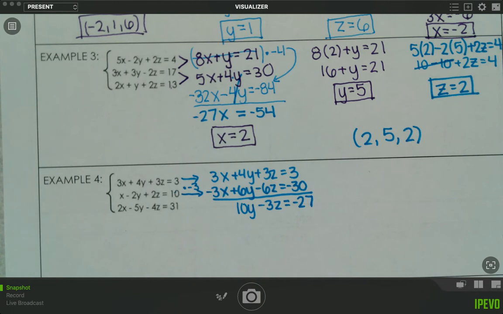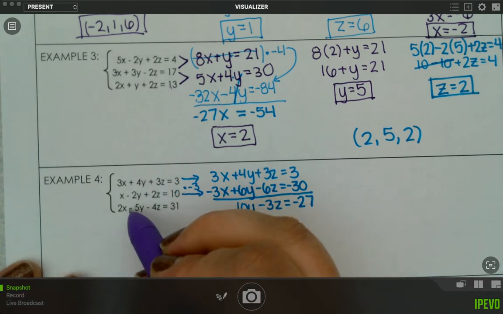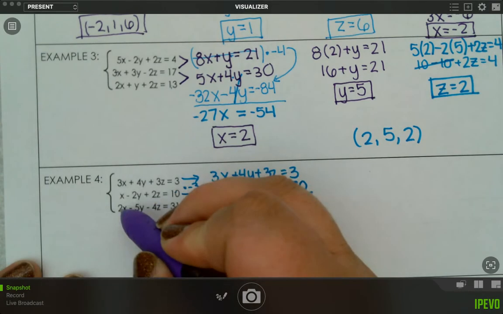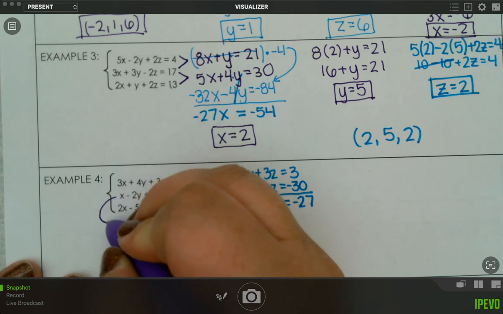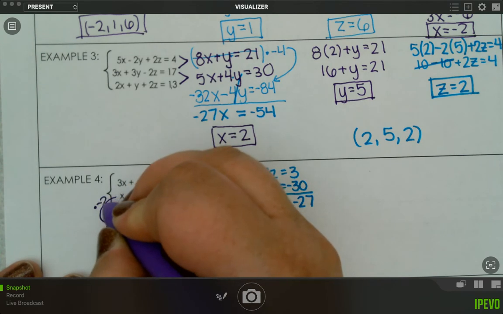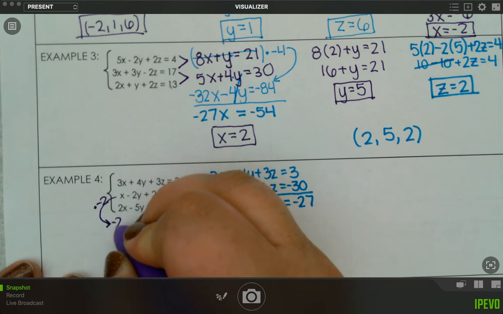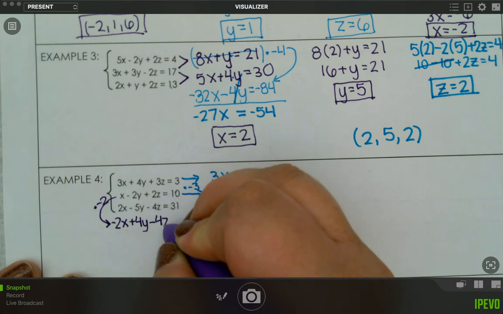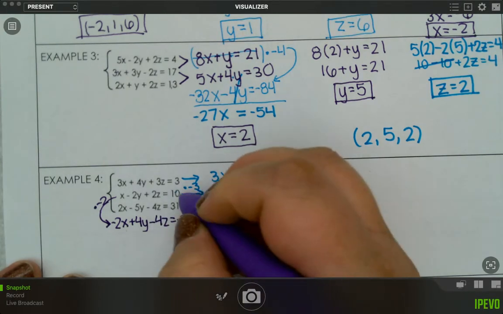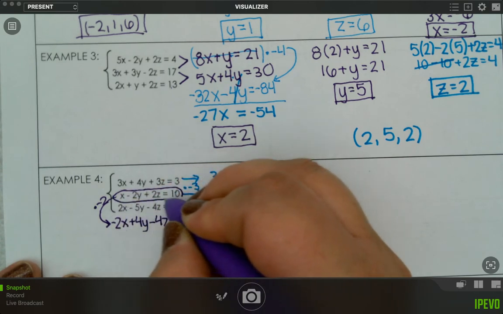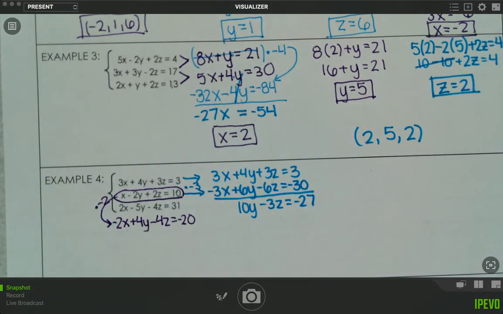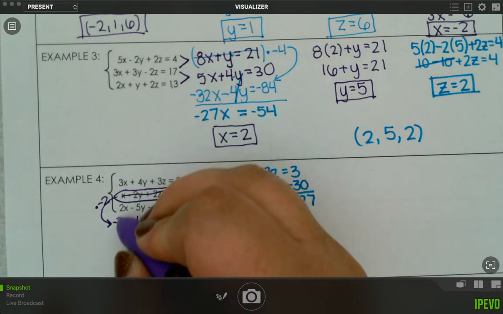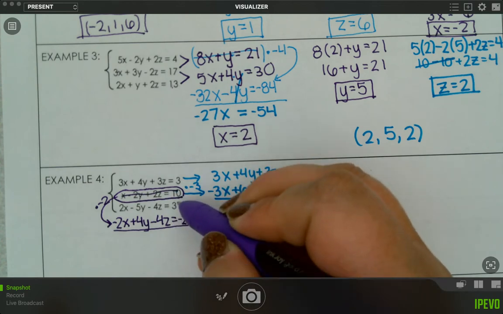Then I'm going to come back over here, and I'm going to try and cancel out x from the bottom two. So if this is 2x, I need this to be negative 2x. So what I'm going to do is multiply it by negative 2, which leaves me with negative 2x, positive 4y, negative 4z, and negative 20. Because again, I'm multiplying this entire equation by negative 2. Okay, and then I'm done with that equation for now. I don't need that. I'm going to add the new multiplied one to the bottom row.